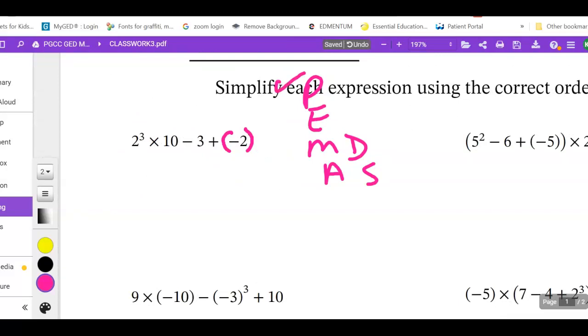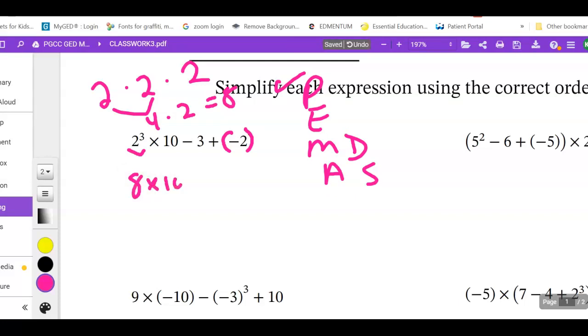The next thing that we do are exponents. This is the exponent. Remember, that is not 2 times 3. That is 2 times 2 times 2. Okay? 2 times 2 is 4. Times the last 2 is 8. So far, I have 8. I'm going to bring down everything else. I'm going to do it step by step. I have this. All right.